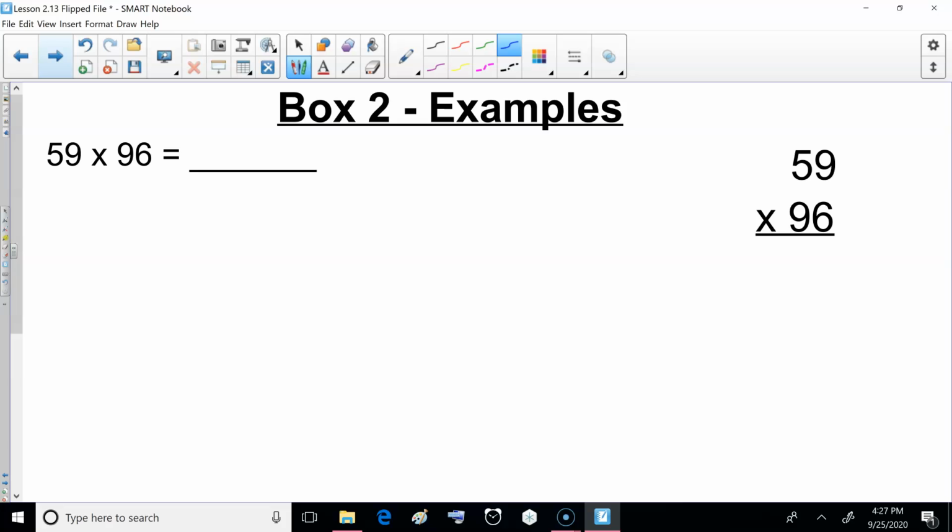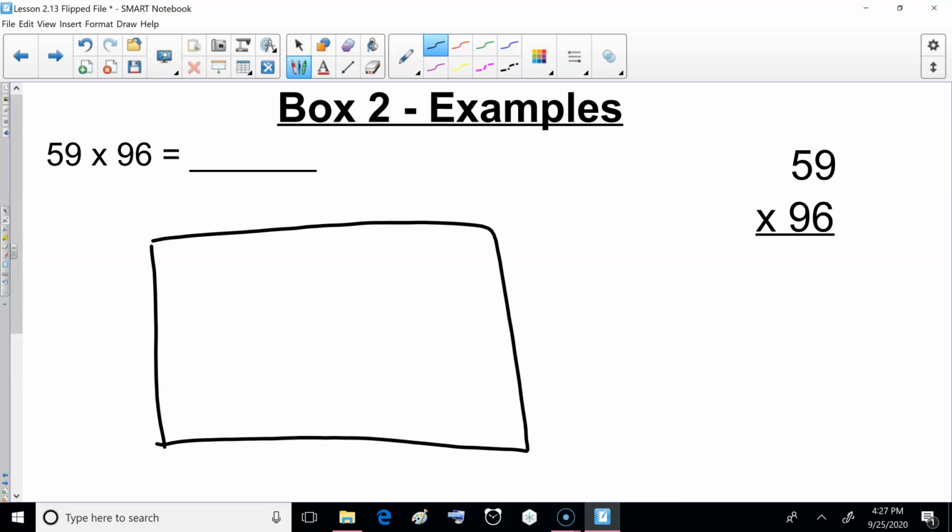Here's another problem for us. This time we're going to go freelancing it. We don't have any boxes drawn, so hopefully you're an expert now at drawing the area model box. We're going to start there first because that's our comfort zone. So we're going to go for it. We're going to draw a box to see how good my artistic ability is.